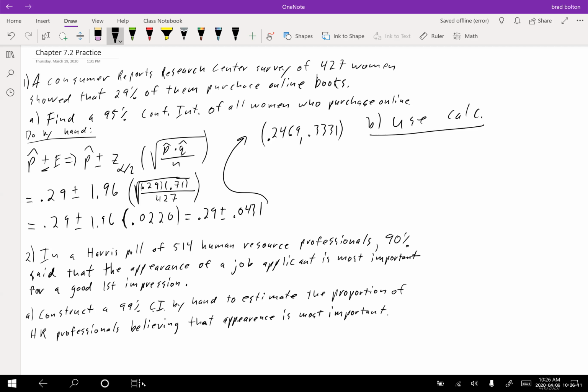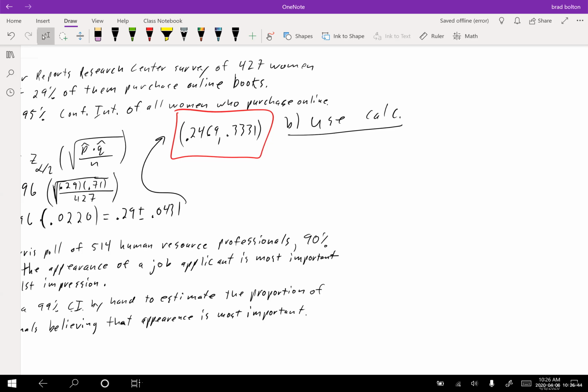I didn't leave myself enough room, but we would then follow this up with, we would say, I am 95% confident that the true population proportion for all women who purchase books online is between 0.2469 and 0.3331, or 24% and 33%. Okay, so this is our correct answer. And then normally in the homework, they're going to ask you to follow that up with your statement.